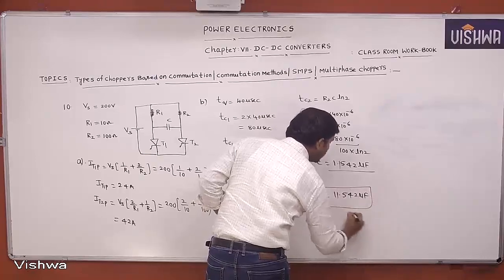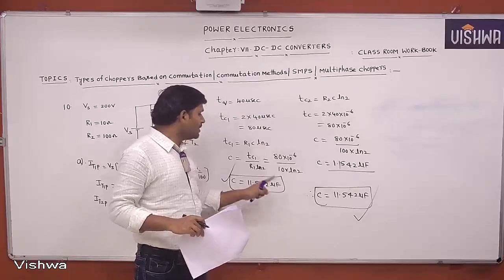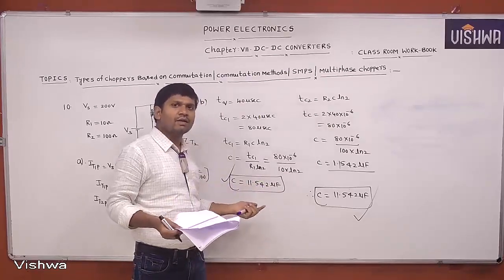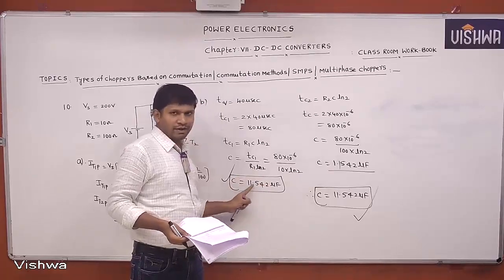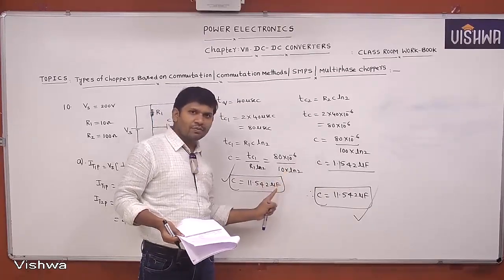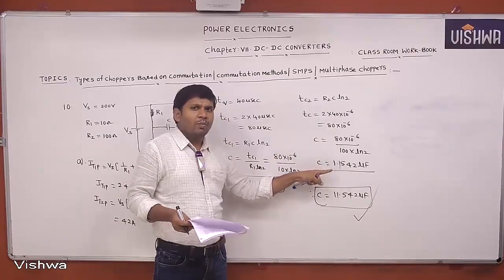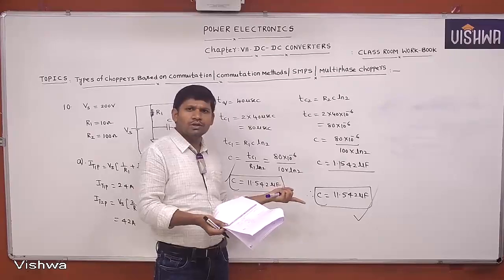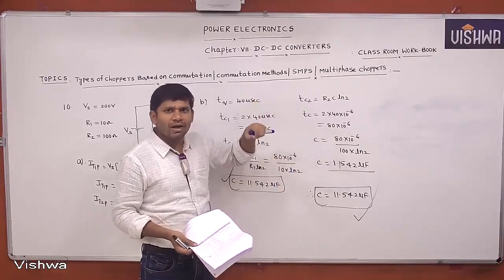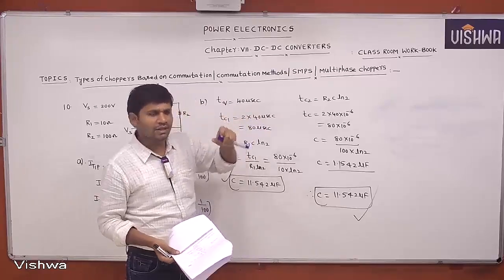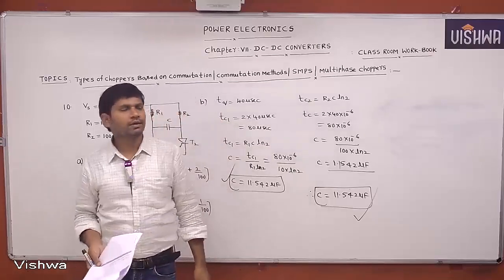Both values are given, but you select the high value. To turn off T2 thyristor, 1.15 microfarad is enough, so if 1.15 is enough, 11.542 will also turn it off. That's why you take the high value for effectively turning off both the thyristors. That's why 11.542 microfarad is the best selection. Clear? Concentrate.